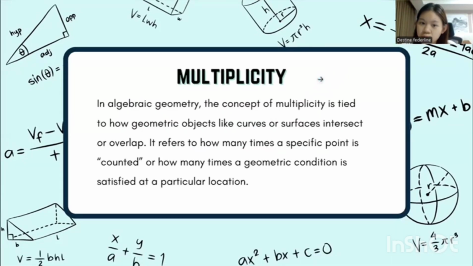I'll explain the geometric implication of multiplicity. So first, let's talk about multiplicity. In algebraic geometry, the concept of multiplicity is tied to how geometric objects like curves or surfaces intersect or overlap. It refers to how many times a specific point is counted or how many times a geometric condition is satisfied at a particular location. In simpler terms, multiplicity can describe the number of solutions at a point or how many times an intersection occurs, and how tangent or overlapping geometric objects are at a certain point.